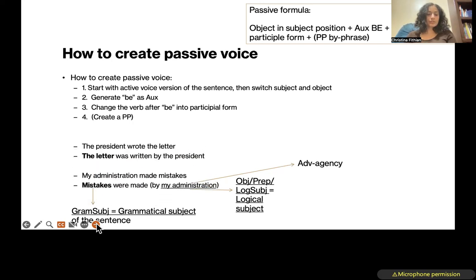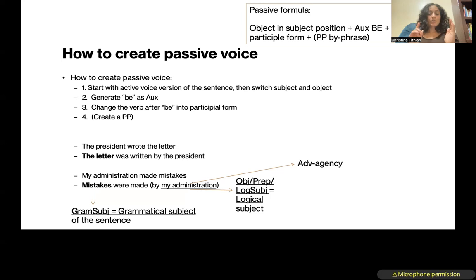So let's look at those two sentences again, specifically this one, mistakes were made by my administration. Now, mistakes is what we would originally assume was the object of the sentence, but it's in an unusual position. It's fronted up into the subject position, and that's not where we would expect it to be. So what we're going to say on our tree is we're going to write gram subj, G-R-A-M-S-U-B-J. That stands for grammatical subject of the sentence. That is to say that we have to put something in the subject position because that's required in English. English always requires that we fill the subject slot.